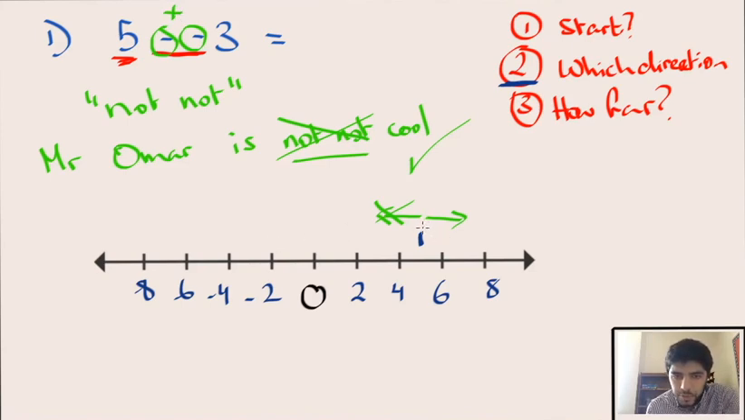So we're starting here at 5. This is where we started. And then we're counting 3, so we're going 6, 7, and 8. And we end up here. So our result would be 8.